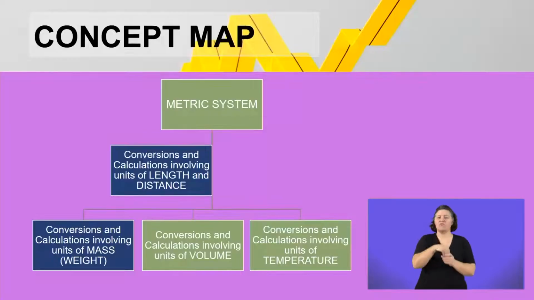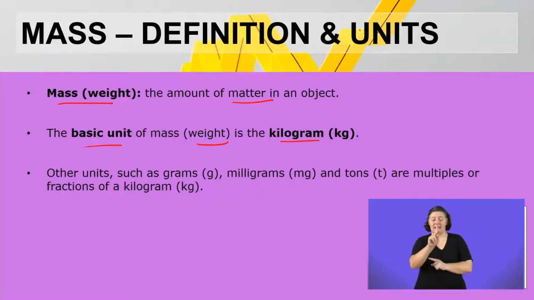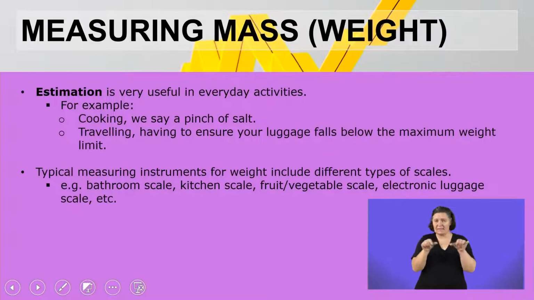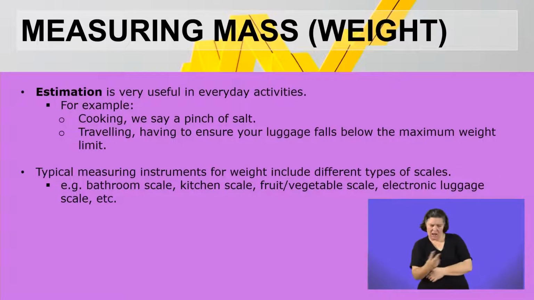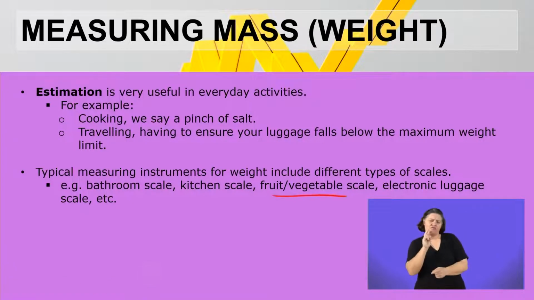those basic skills. Right, so now we will be looking at conversions and calculations for that matter involving units of mass. Right, so what is important here? Just a bit of background. Mass or weight, that's the amount of matter in an object. Then the basic unit of weight is kilogram. And we all know that we can use other units such as grams, milligrams, and so forth. All right, so again, estimation, that's a very useful everyday activity. For example, if you want to cook, you must know exactly the amount of salt that needs to be put in. Then also typical measuring instruments, that's your bathroom scale, kitchen scale, fruit and vegetable scales, and so on.